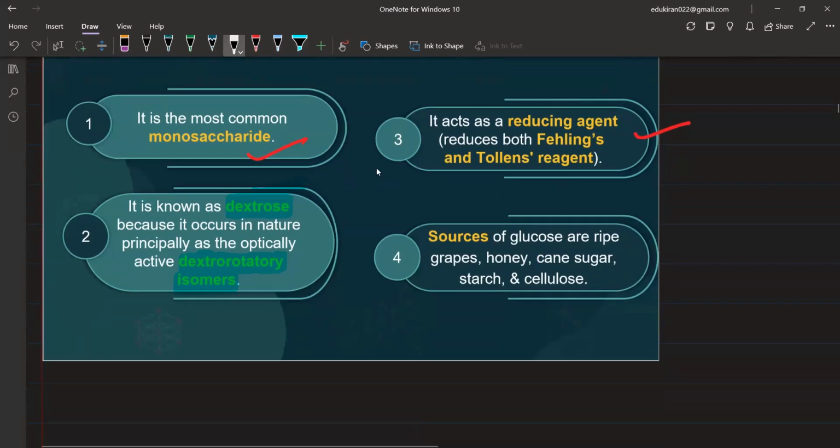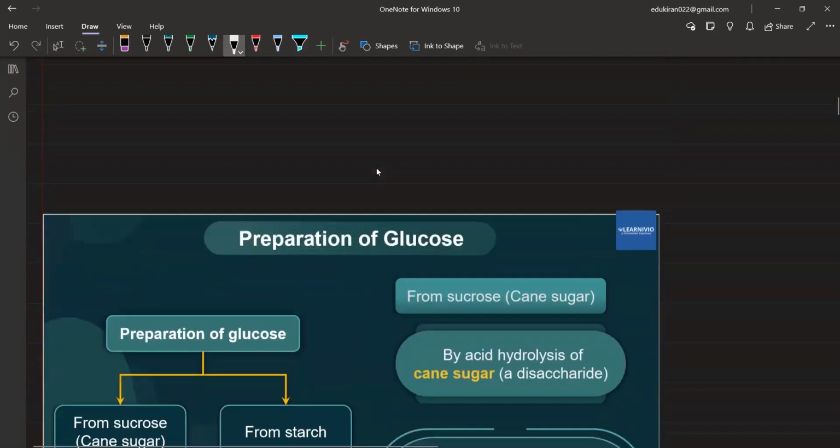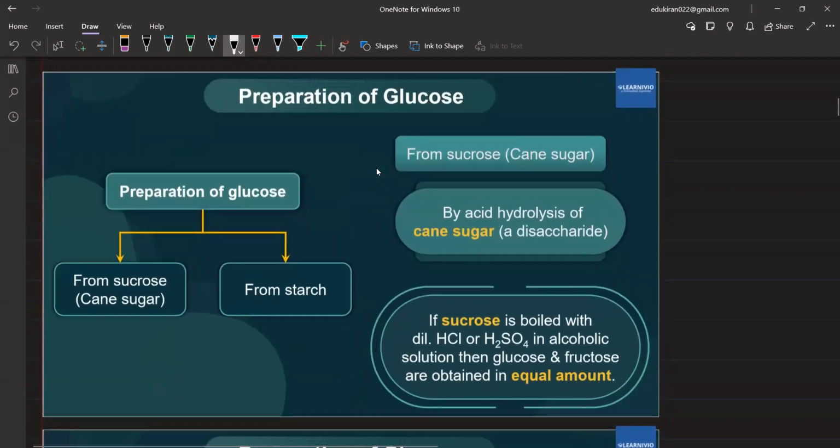Sources are what? Glucose, ripe grape, honey, cane sugar, and so on. These are the sources. Now, right next, the preparation of glucose. Preparation of glucose can be done by 2 methods, from cane sugar and from starch. This is the most common method of preparing glucose. Now from cane sugar, by acid hydrolysis of cane sugar, we are going to get glucose.